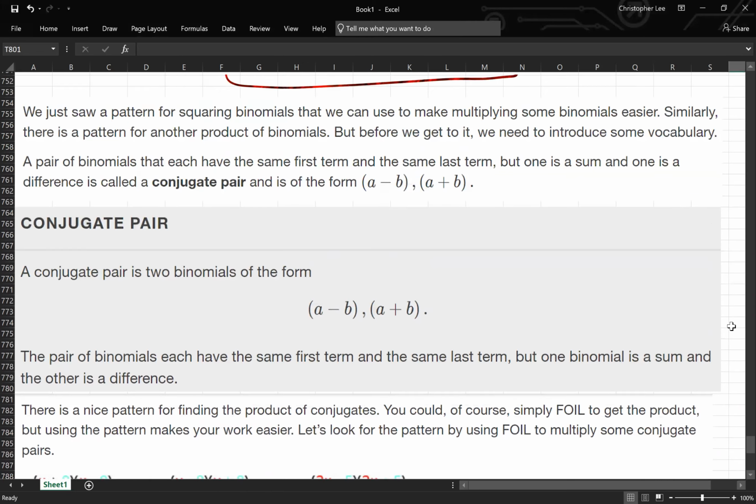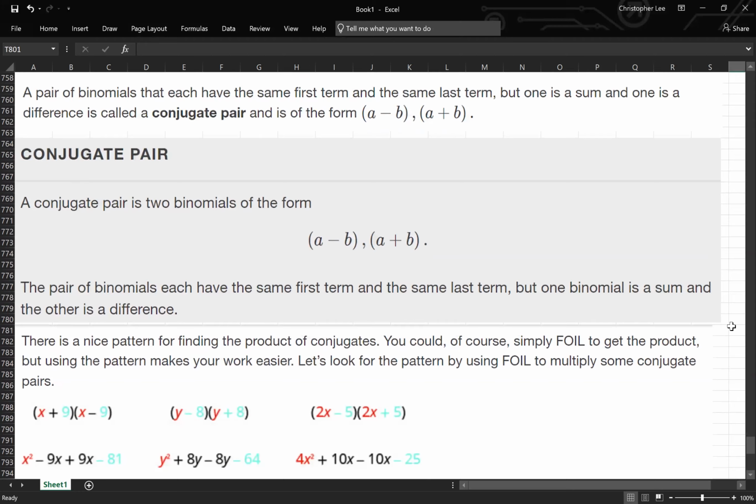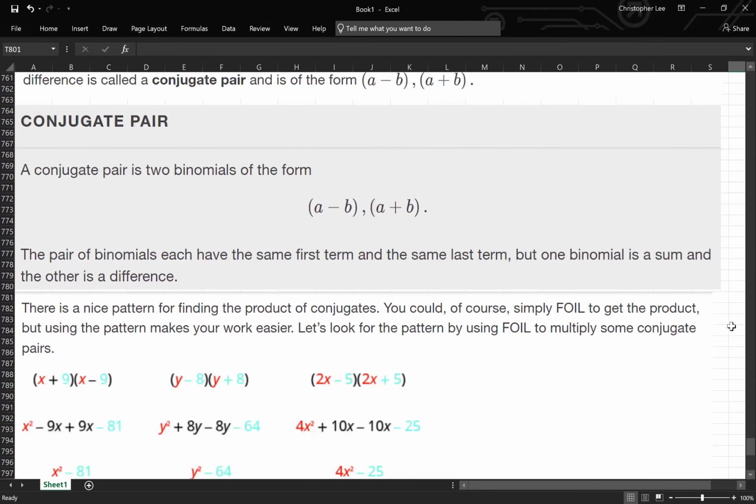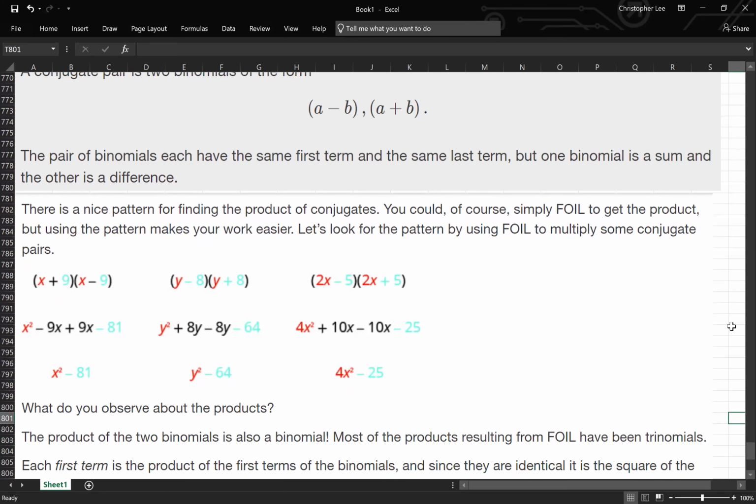So there is a nice pattern for finding a product of conjugates. You could, of course, simply FOIL to get the product, but using the pattern makes the work easier. Let's look at the pattern of FOIL to multiply some conjugate pairs. So I have x plus 9 times x minus 9, right? It's going to give me x squared minus 9x plus 9x minus 81. Combine like terms, we get x squared minus 81, right? And so on and so forth. You're going to multiply them. The only difference between them is that one has a 1 and the other one has 5 or whatever.